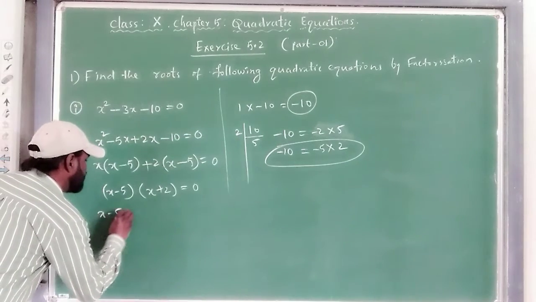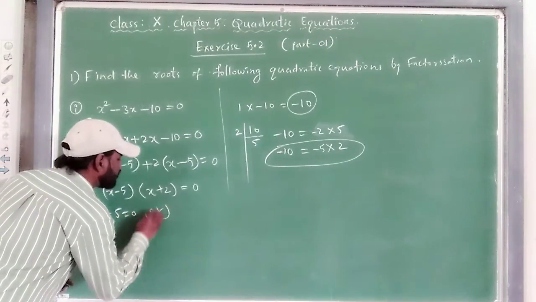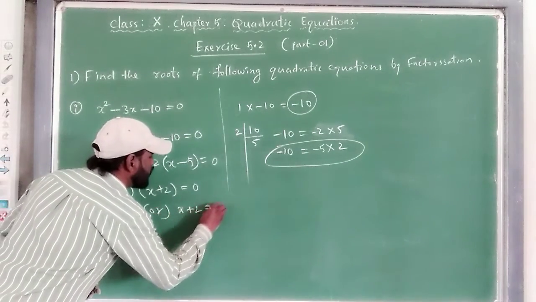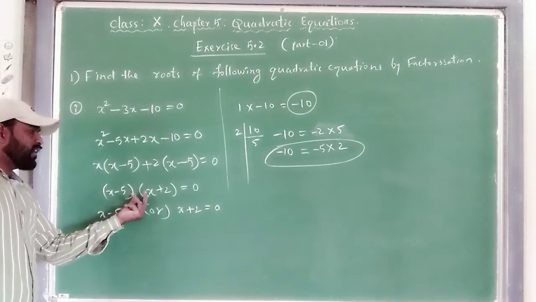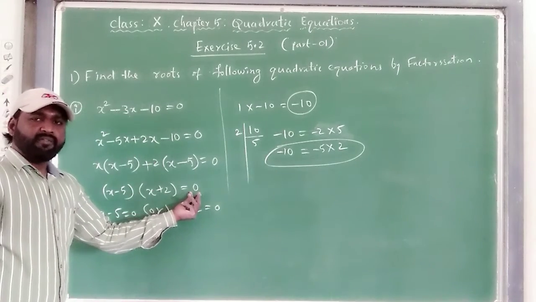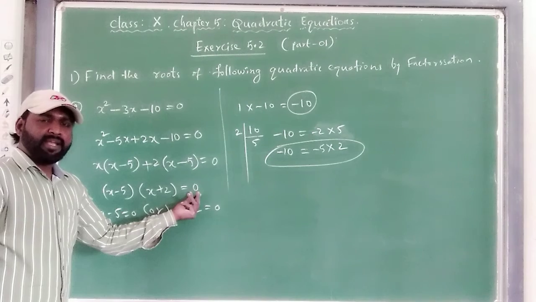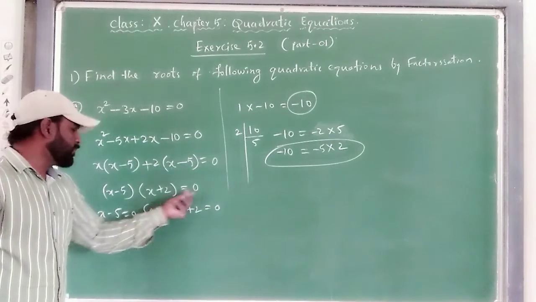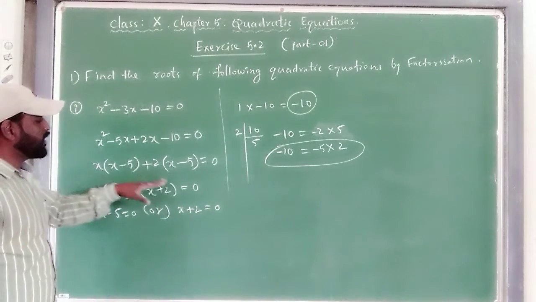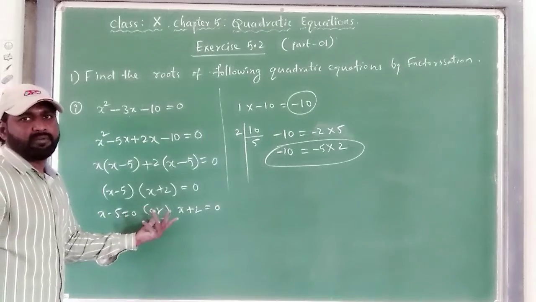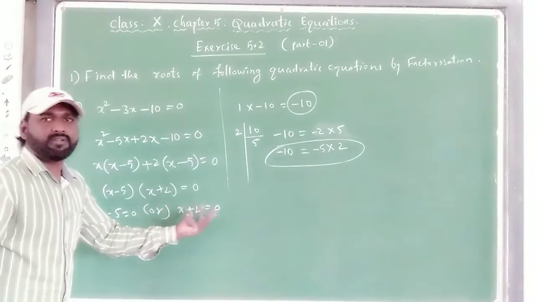x minus 5 is equal to 0 or x plus 2 is equal to 0. Why? Because the product of these two things is equal to 0. When you multiply a term with 0, only then you get 0. That means either this should be equal to 0 or this should be equal to 0 or both should be equal to 0. Then only you will get the product equal to 0.